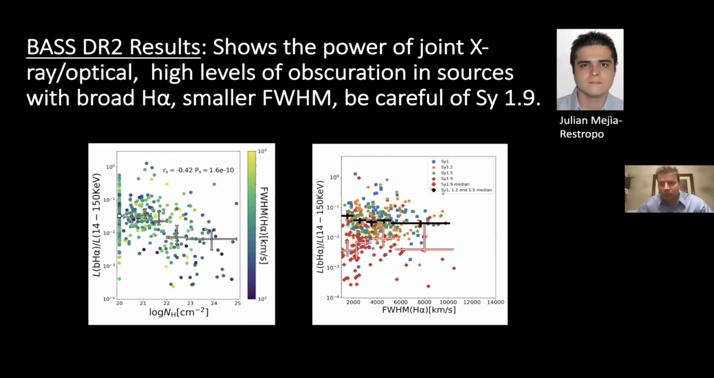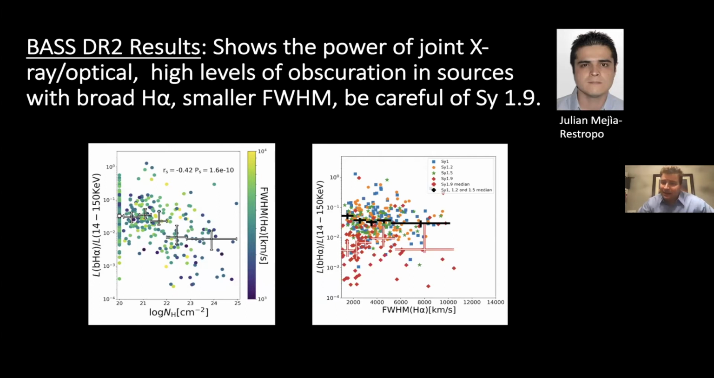So now some of the results. The great thing about joint X-ray and optical is you can uncover some really interesting trends with obscuration in sources with broad H alpha. And we talked yesterday in this conference a lot about what are the best ways to measure black hole mass. One of the interesting things that we found is that you have to be careful about H alpha.